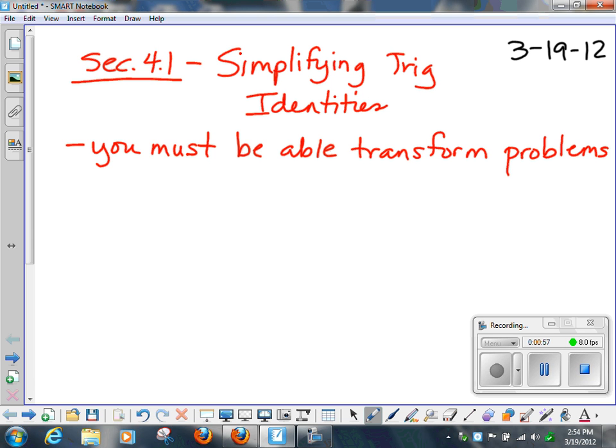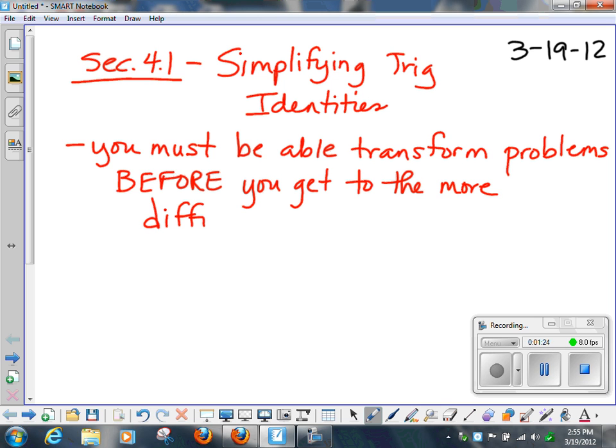All right, folks, here we go. You've got to be able to transform these problems, and you're going to start doing that in pre-cal and calculus. Some of you, you got to be able to do these before those transformations in calculus, okay? Yes, ma'am. Okay. You must be able to transform problems before you get to the more difficult problems in calculus, yes.